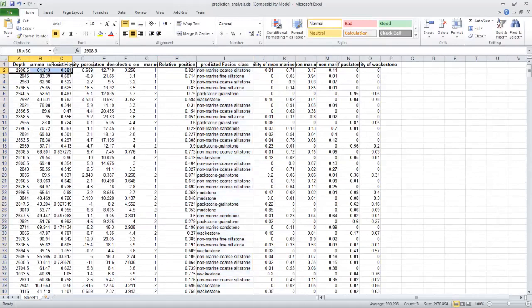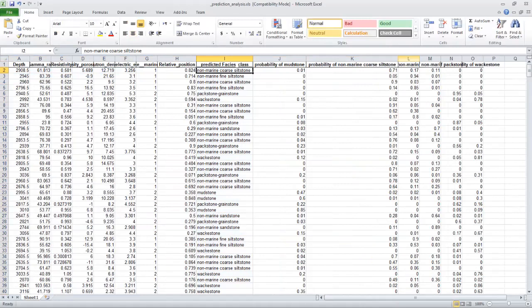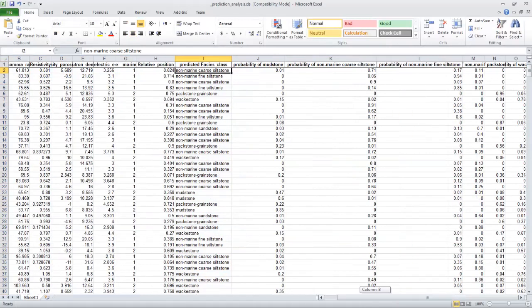For example, for the first record, the predicted class is this one. And it even gives you very nice information about the other classes as well. It gives you the probability of this record belonging to the other classes. For example, you can see here the probability for this class is 71%. That's why this class was selected, right? Non-marine, coarse, this one is selected. The probability for other classes is very low.